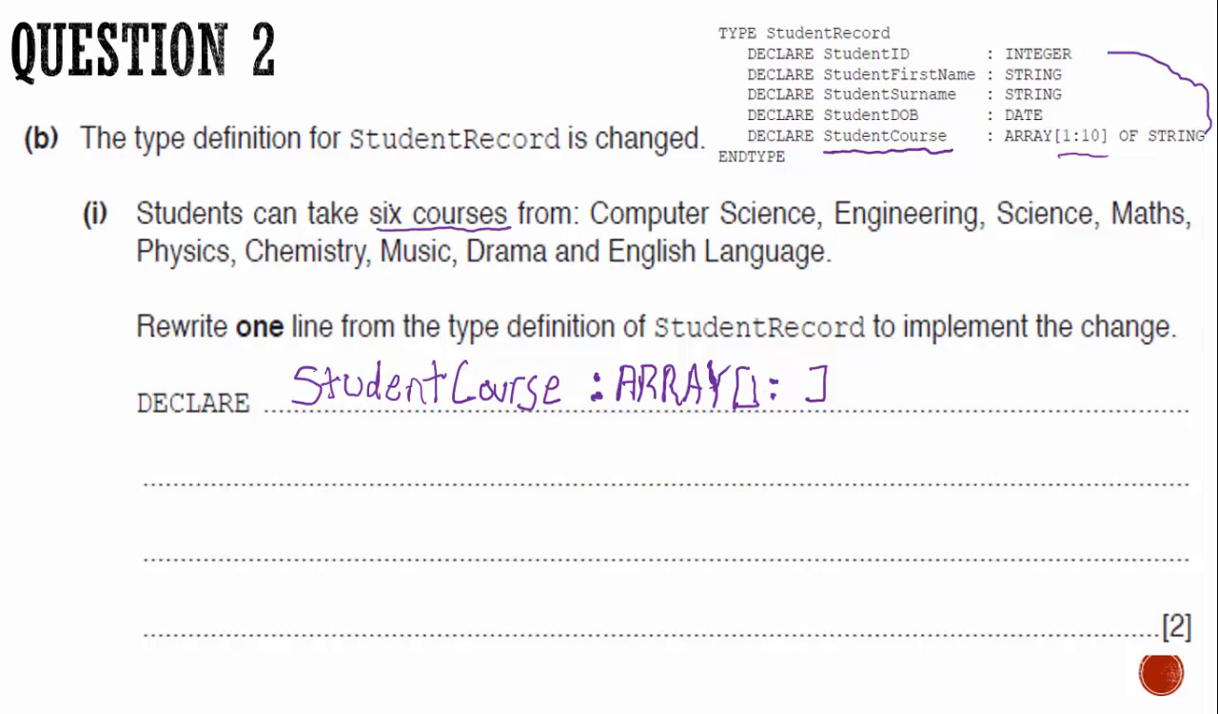If you skip over where it says students can take 6 courses and you're like, oh, computer science 1, engineering 2, so on, all the way to English language, what's going to happen is you're going to write the code wrong and miss out. Students can take 6 courses, and because we're listing student course, this is going to be a lower bound of 1 and upper bound of 6.